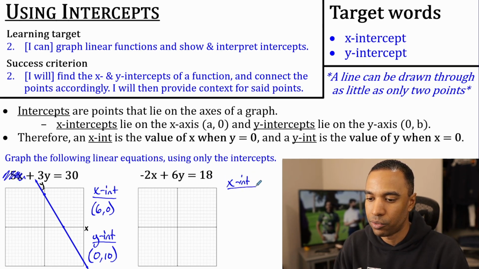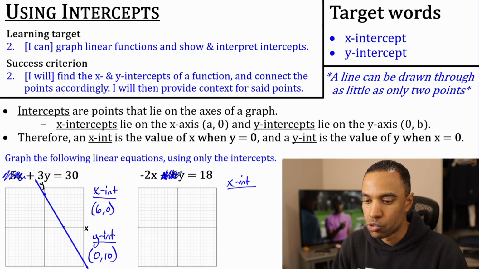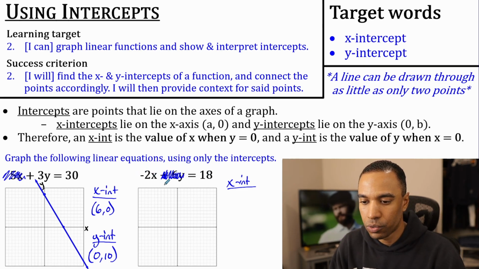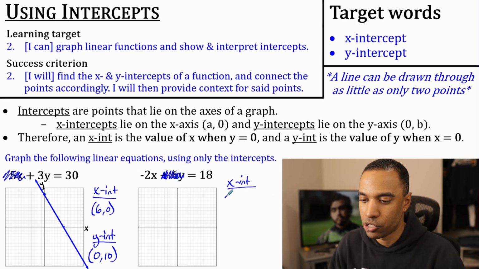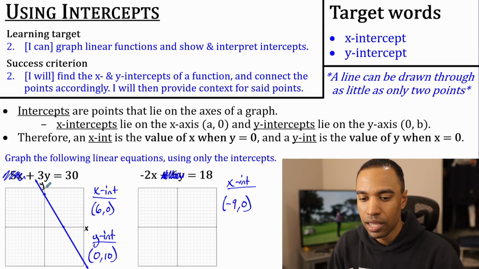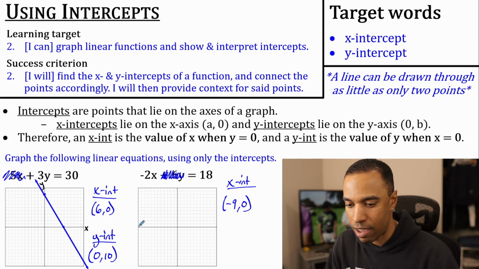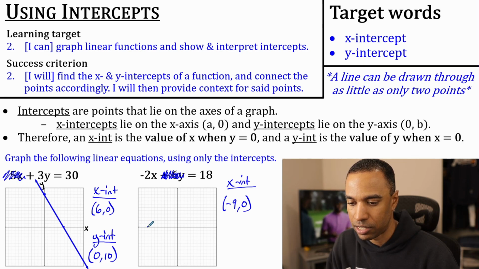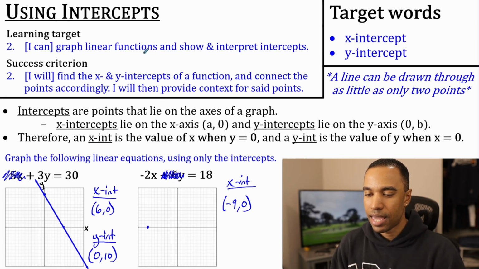X-intercept, set y equal to 0. That term goes away. Negative 2x equals 18. Divide both sides by negative 2. X equals negative 9. Negative 9 comma 0. It looks like 10 was 2 away from the side there, so I think 9 is going to be over here. Negative 9.